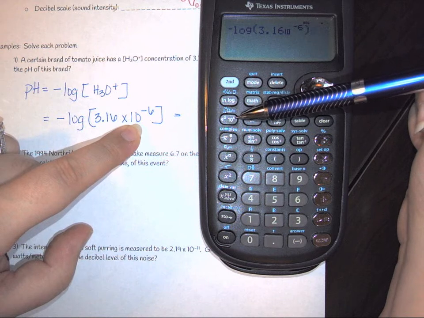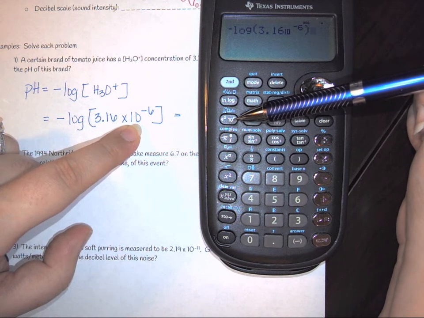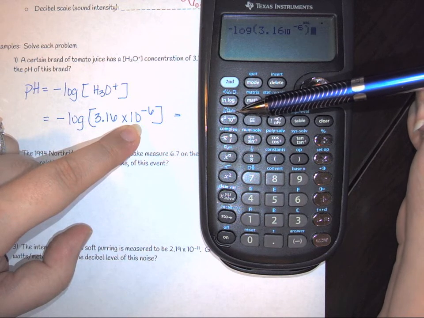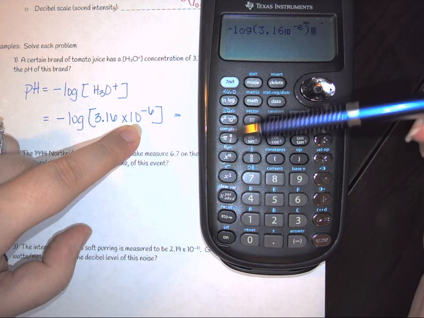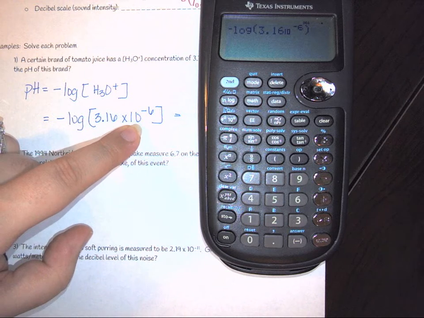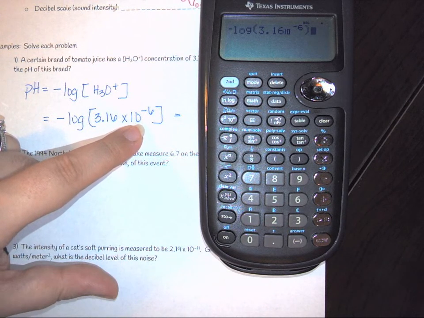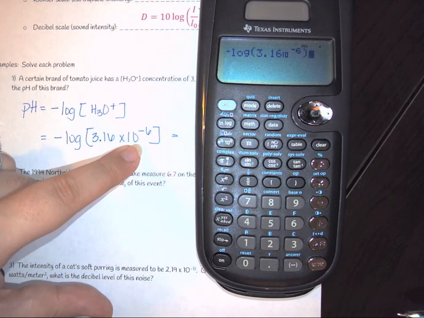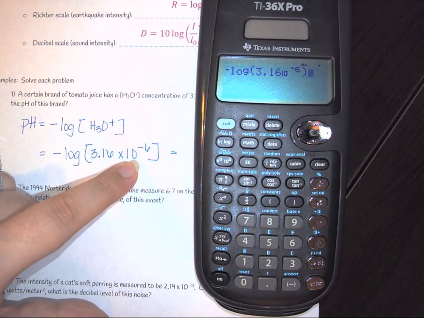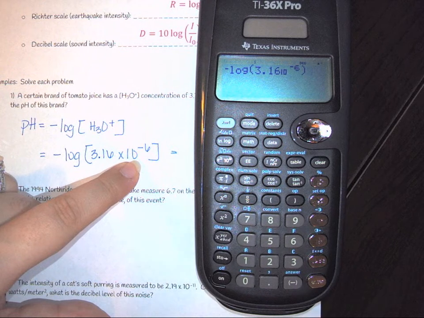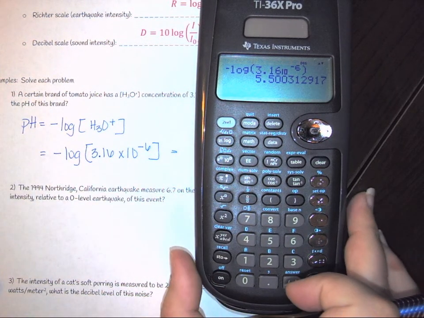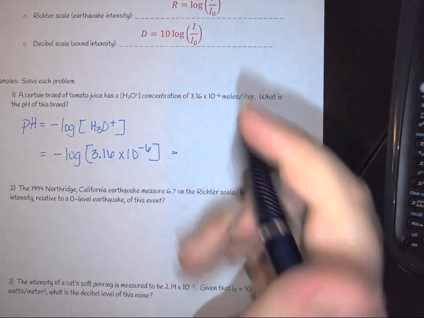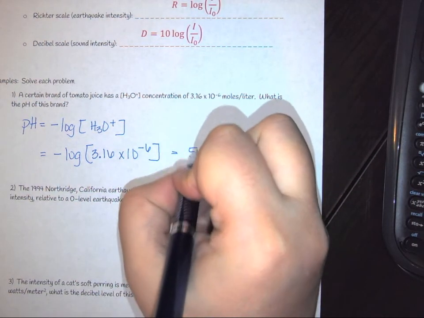On other calculators you may see 10 to the caret and it may be listed above a button. Or you just simply would have to say multiply and then do 10 to the negative 6, and that would give you the same answer. So it depends on the calculator you're using. So again, this is just specific for my calculator. And so then you would hit enter and it gives you a result. And most pHs are rounded to the tenth. So we would say that this has a pH of 5.5.